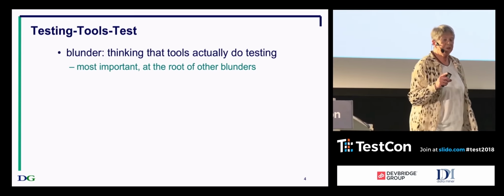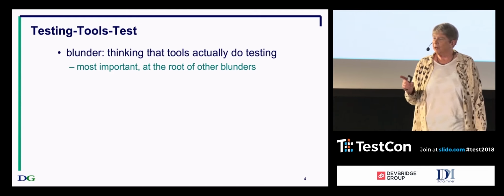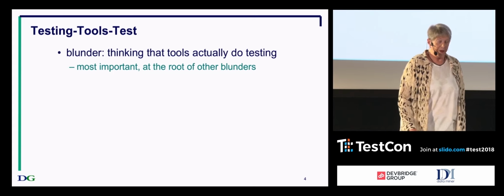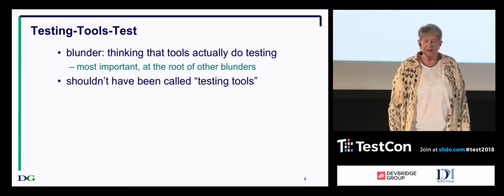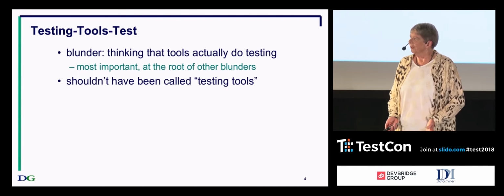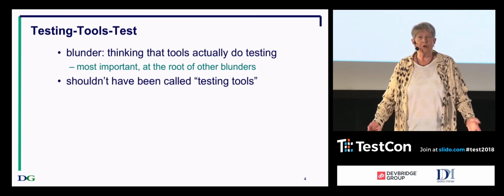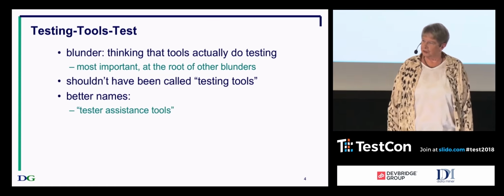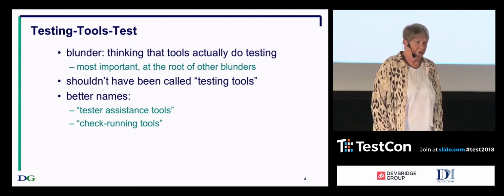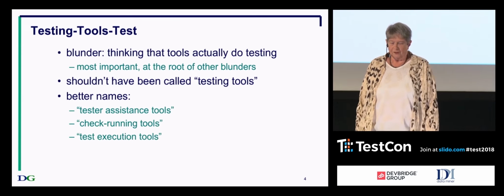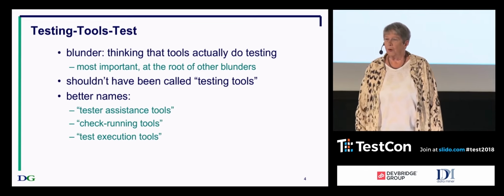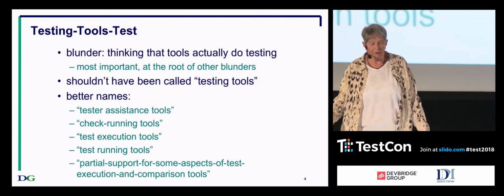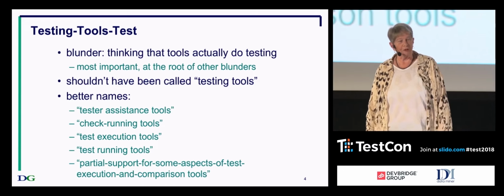Right, so this blunder, to think that testing tools actually do testing, this is at the root of many of the other blunders as well. Why do we call them testing tools? The tools don't do the testing. Better names for them would be tester assistance tools, or check running tools, or test execution tools, or my favorite would be not test running tools, but partial support for some aspects of test execution and comparison tools.